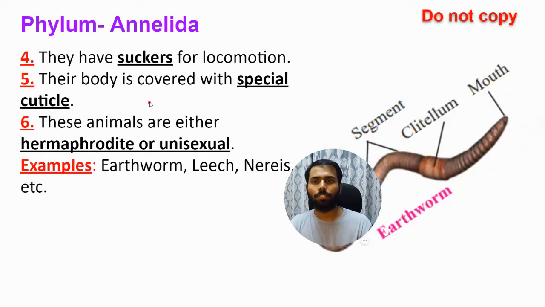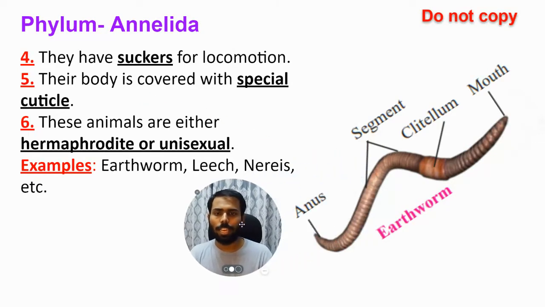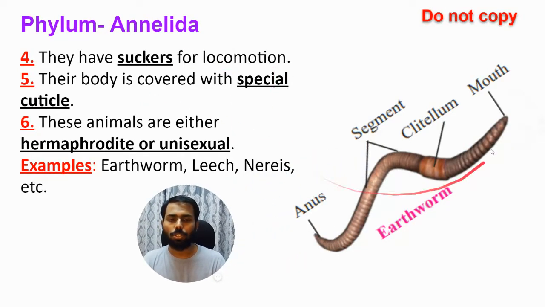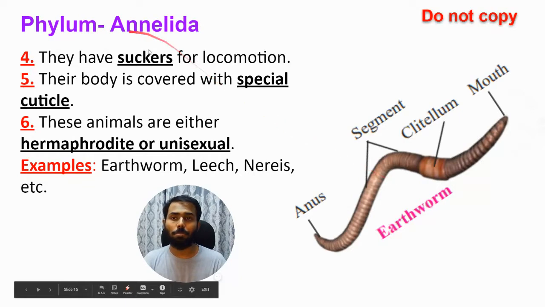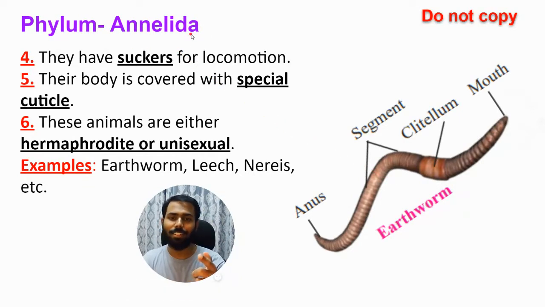Okay. Then they have suckers for locomotion. So here you can see earthworm. Earthworm is an example of Annelida. So the next time you see earthworm, you don't call it earthworm, you call it as Annelida. So that you remember this word earthworm. Earthworm means Annelida. Okay, so if I ask you the example of Annelida, your answer should be earthworm.